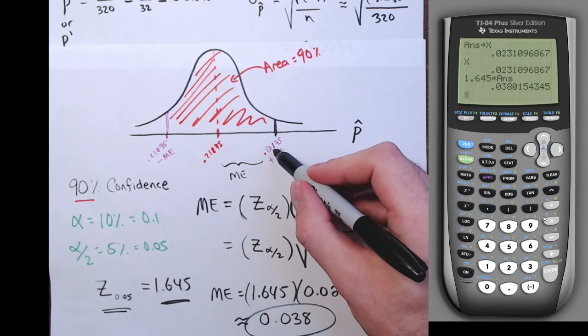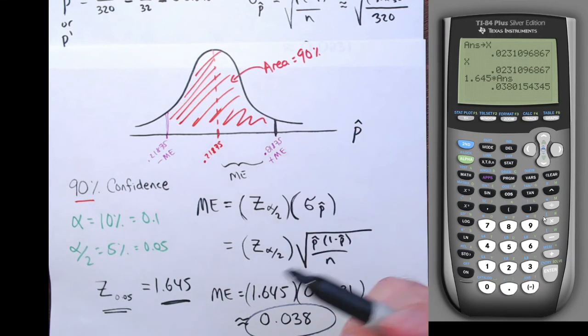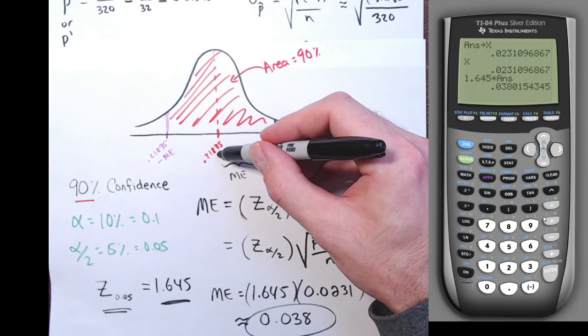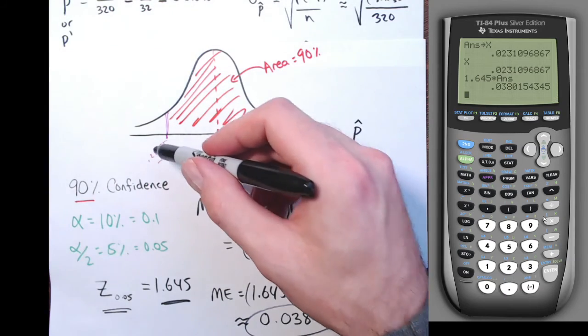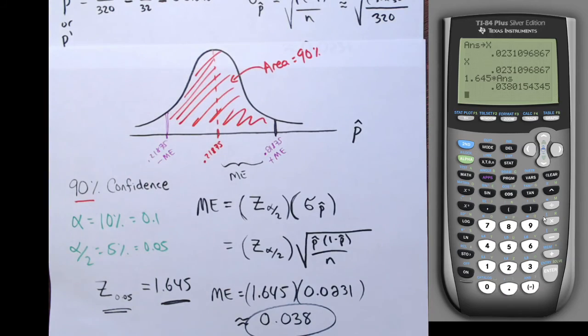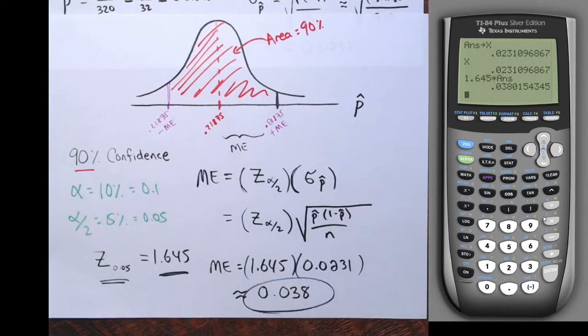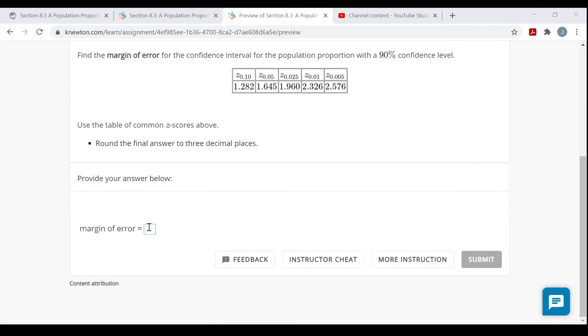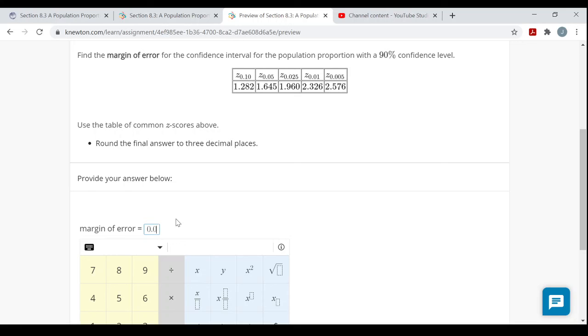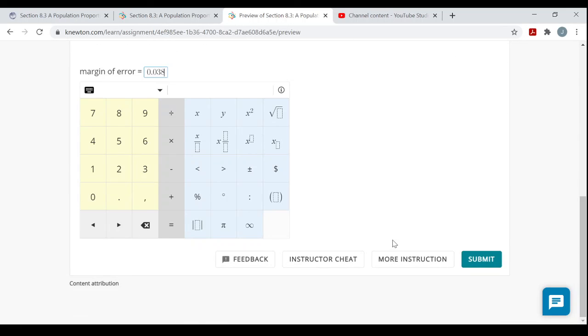Now if I was making the confidence interval, I'd take my point estimate, 0.21875, and add 0.038 for the upper value, and subtract 0.038 for the lower value. Then we'd say, I'm 90% confident that the population proportion, the proportion of all her managers that have an MBA, is between these two values. But we're not asked for all that. We're just asked for this margin of error, this z-score times the standard deviation, 0.038. And that is all.